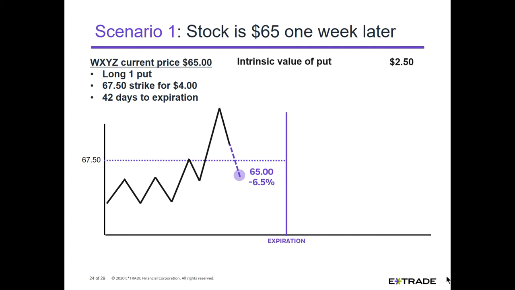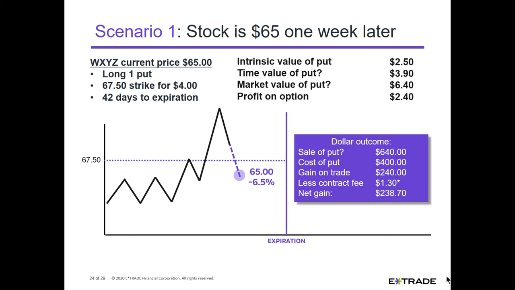What about time value? So a week has gone by, which means time value is going to go down. How much? We don't know. We can estimate using some other measures, but let's just work this through mentally here. Probably also with a 6% decline in a week, probably the volatility of the stock has risen a little bit as well. So we've got some time decay and increasing volatility. So in that situation, we might see the time value of the put be very similar to what it was when we bought it. So let's say it's $3.90 instead of $4. Well, that means that the market value of the put's going to be $6.40. And we're up to $2.40 on the trade.